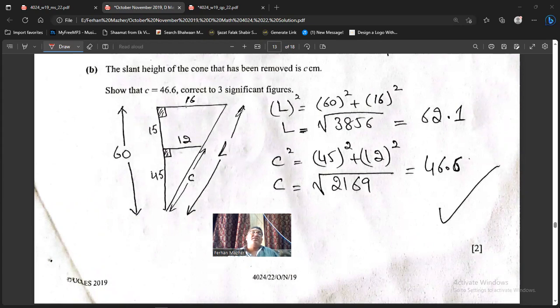Here I have also calculated the slant height of the big cone, and that will be L square equals 60 square plus 16 square. They have not asked this in this question, but it will be used in the next part. So the slant height of the big cone will be the square root of 3856, that is 62.1. So the slant height of the big cone is 62.1.